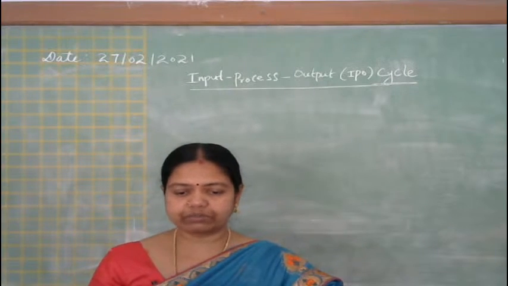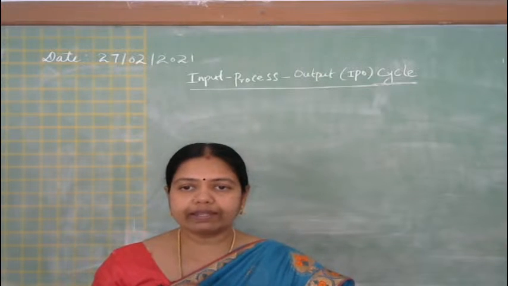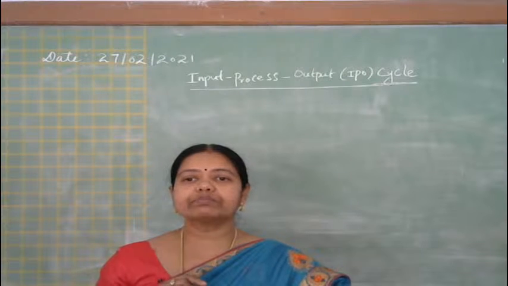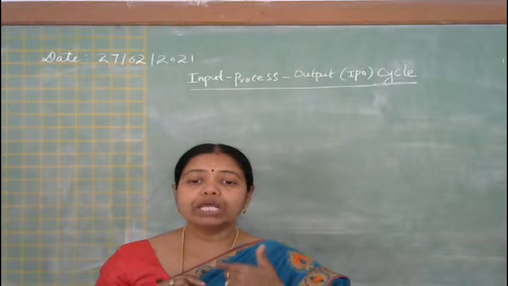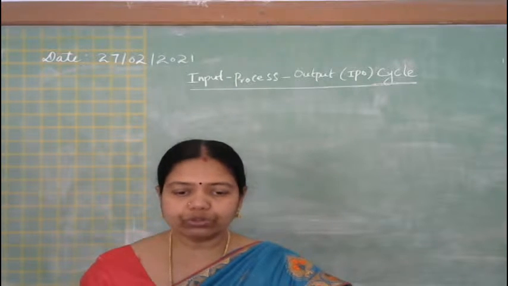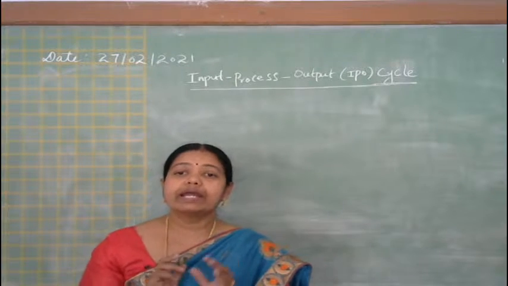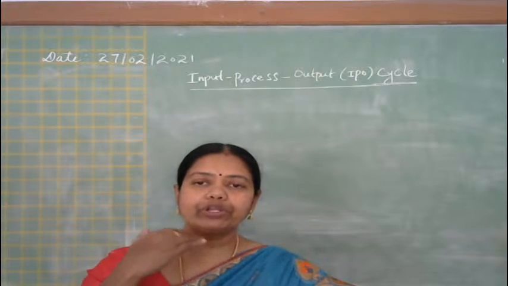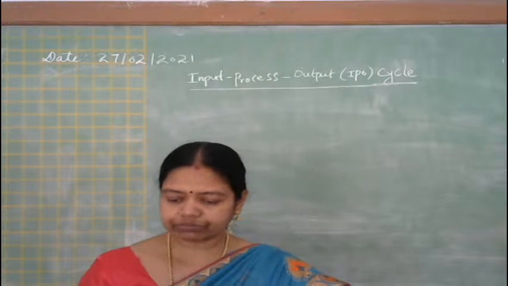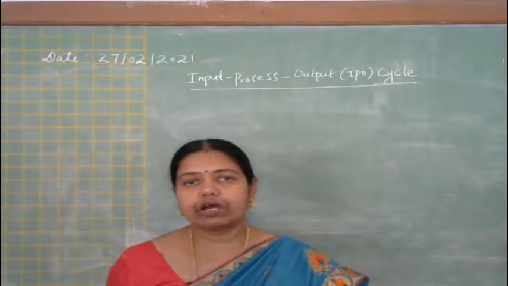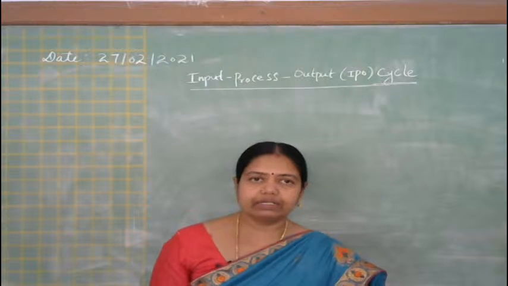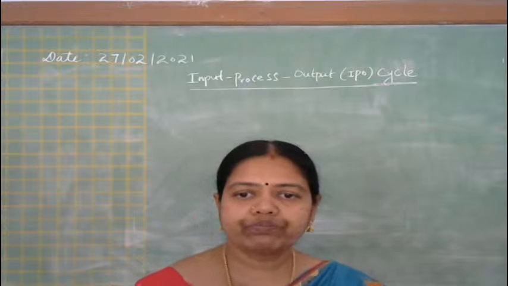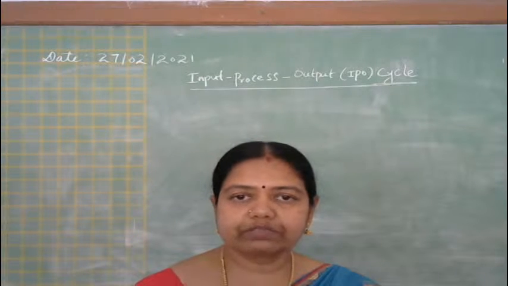Whatever letter or number you type on the keyboard will be transmitted from the input unit to the CPU. Inside the CPU, that will be converted into binary numbers. Then from the CPU, it will produce the output. So the computer also follows the IPO cycle: input, process and output. Now you can see this picture.